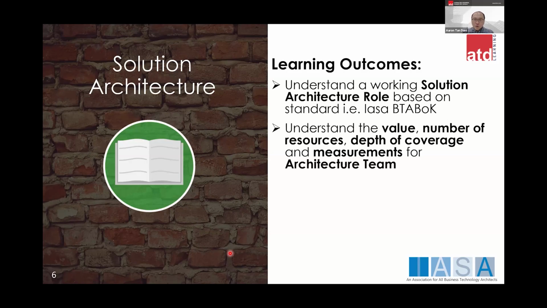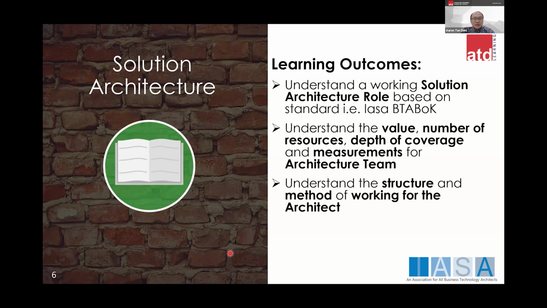So how many architects do we need to get involved? And what is the depth of coverage of the deliverables that you need to look at? And of course, understand the structure and method of working for the architects. So we need to understand the intersection or touch points between the solution architect and the business architect, the information architect, the software architect, and the infrastructure architect, right? And also, how do you cover the various stakeholders? So this is basically understanding the structure.